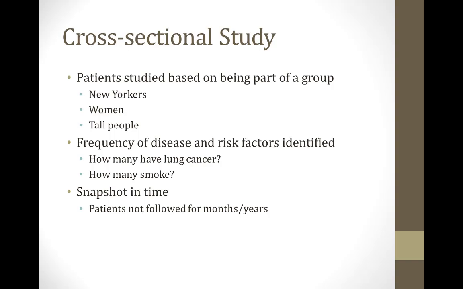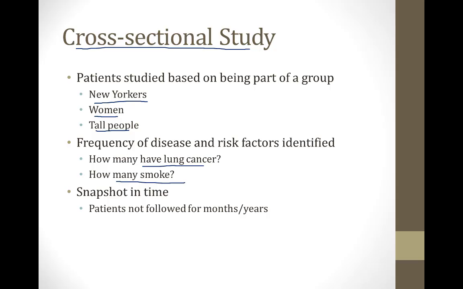So the first type of study is called a cross-sectional study, and just like the name implies, it's a cross-section of a population. So we identify patients for a cross-sectional study based on being part of a group. For example, we might study New Yorkers or women or tall people. And what we do is we identify the frequency of disease and risk factors. So for example, how many New Yorkers have lung cancer and how many smoke.